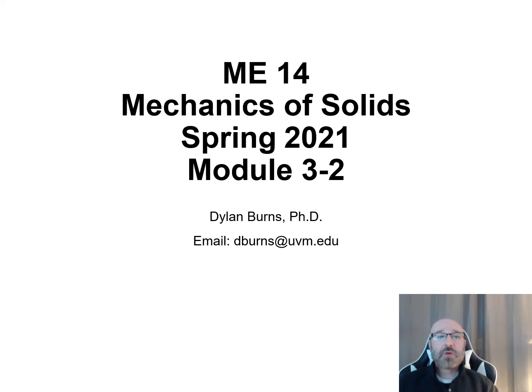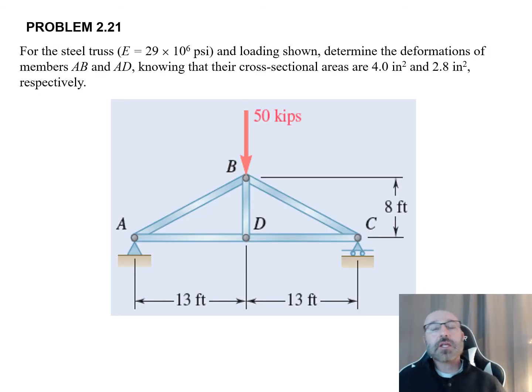So in this module, module 3.2 for the ME14 Mechanics of Solids course, we're going to continue on with some more example problems. For this second section of module 3, what we're going to do is apply some of the governing equations, concepts, and theories that we saw in module 2, chapter 2, from last week. So let's take a look at example problem 2.21.